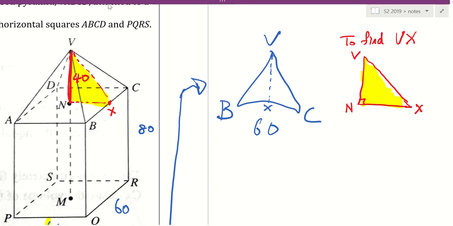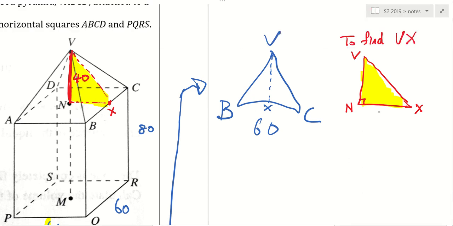Yuan, give me one length that you know in this triangle based on this shape. NX. NX is what? 30. Very good. NX is half the length, so NX is 30. Give me one more length that you know, Aisha, in this red triangle. 40. Where is 40? VN. Very good. Now I can find my VX.